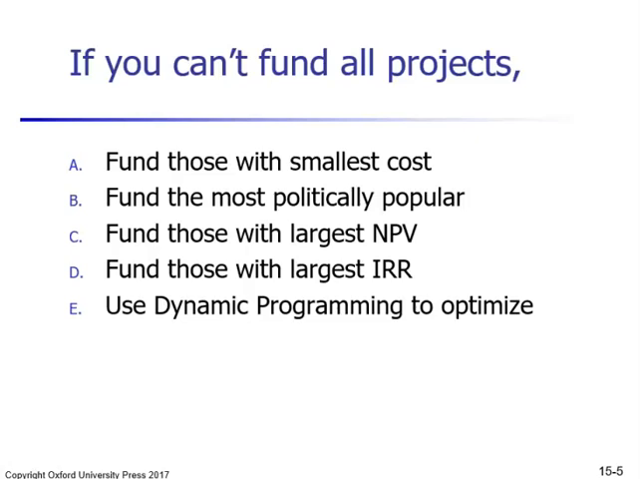Option A, fund those with the smallest cost. B, fund the most politically popular. C, fund those with the largest NPV. D, fund those with the largest IRR. E, use dynamic programming to optimize.